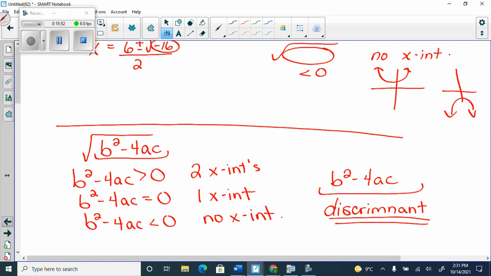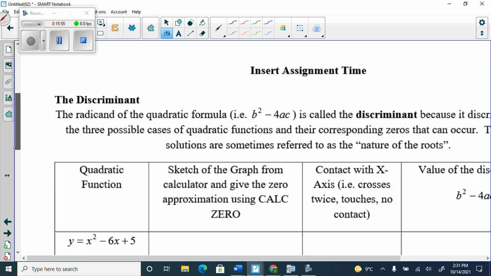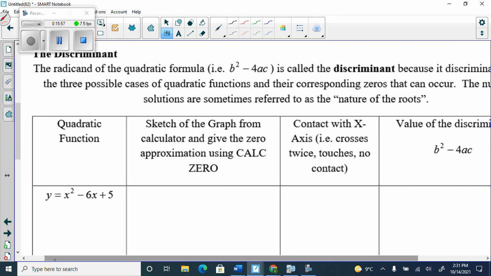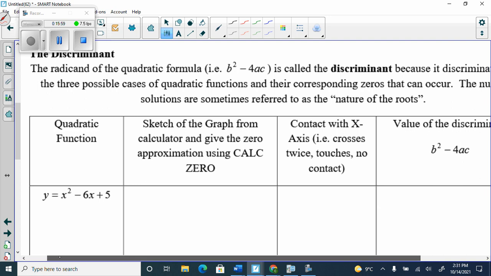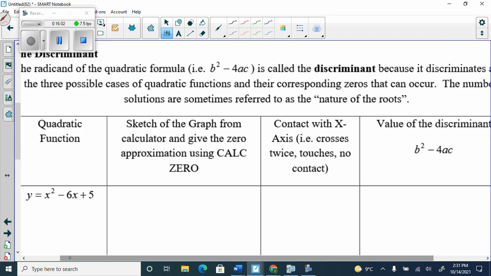So we're going to go back to page 24. Now you can pick up your pencils. We're here. So the discriminant, I'm going to make this smaller.